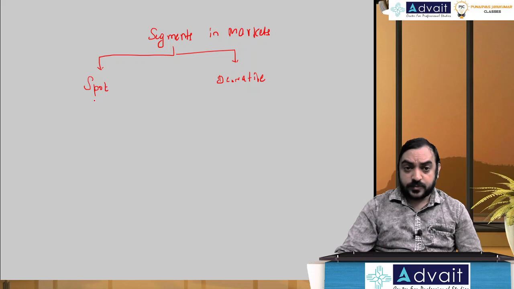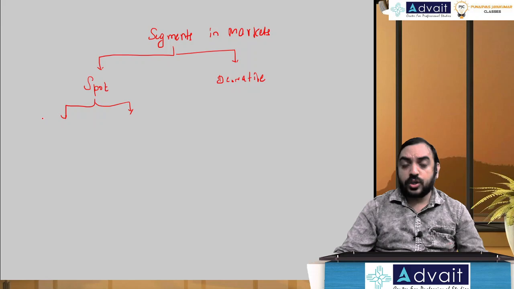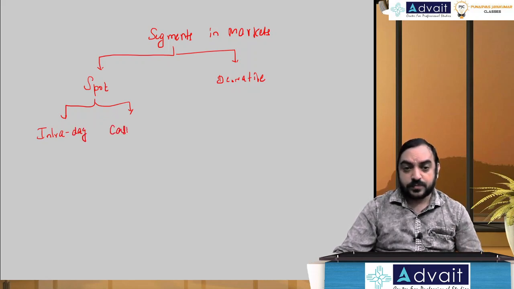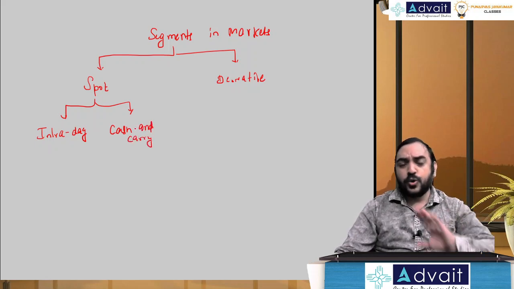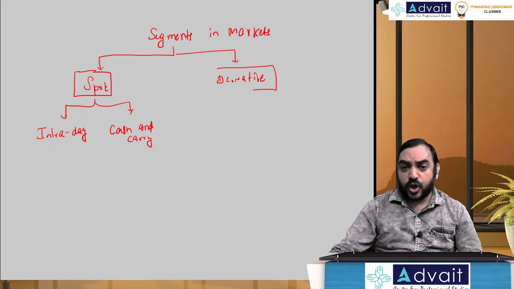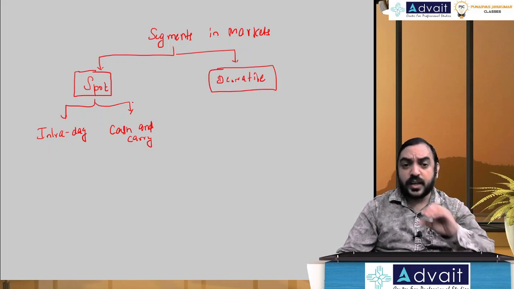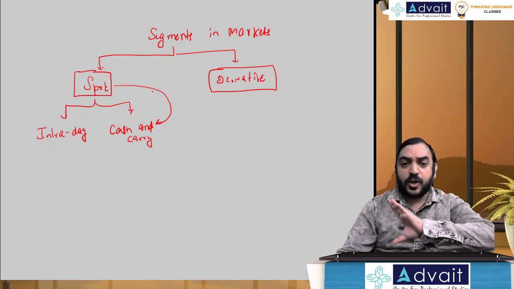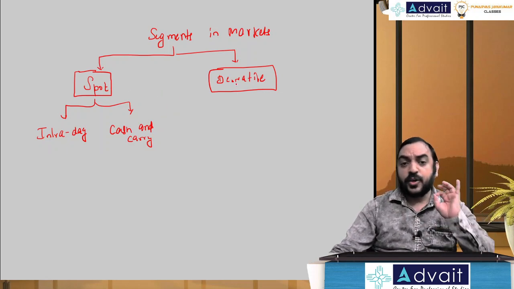In the spot market, we have two types broadly. One is intraday and the other is cash and carry. We say long term for delivery purpose. But don't worry about the difference. Let's just understand the spot market. When I say spot market, let me talk about cash and carry, not the intraday parts. Now let me talk about derivatives.